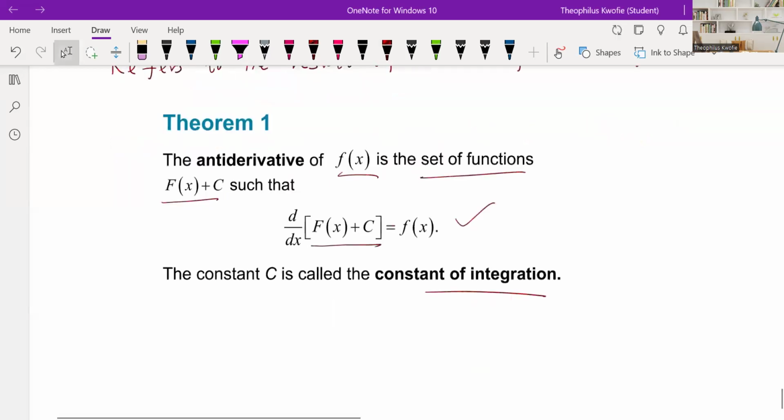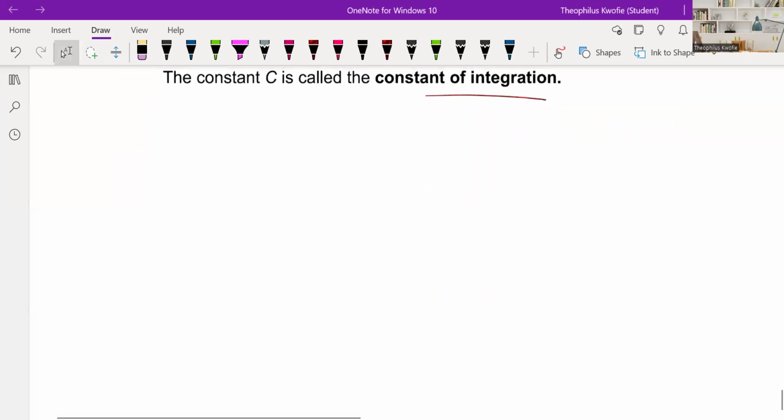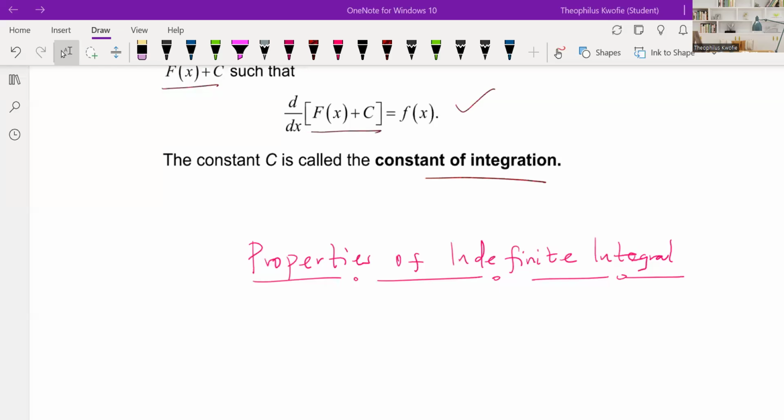All right. So let's look at some basic properties of the antiderivative, the properties of the indefinite integral. The first property I want us to look at is that anytime we take the integral of a constant, let's say k, we get kx plus c.